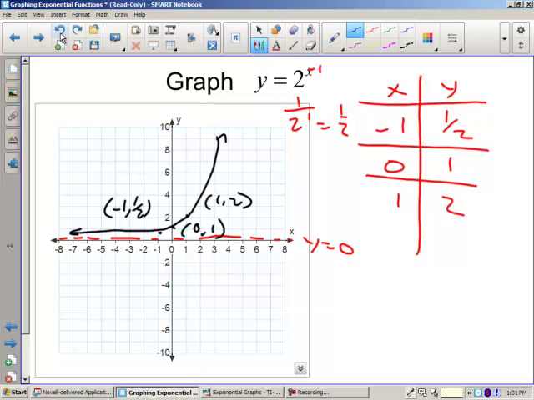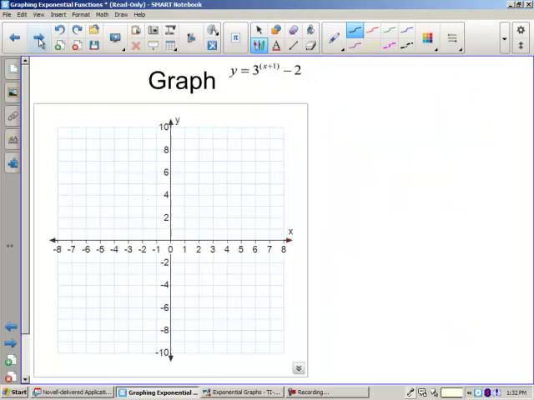The domain of this graph, as of any exponential function, is negative infinity to infinity. And the range of this function, notice I never get a 0 value or any negative value. The range goes from 0 to infinity. Make sure you have a parenthesis around that 0 because 0 is not part of the range.